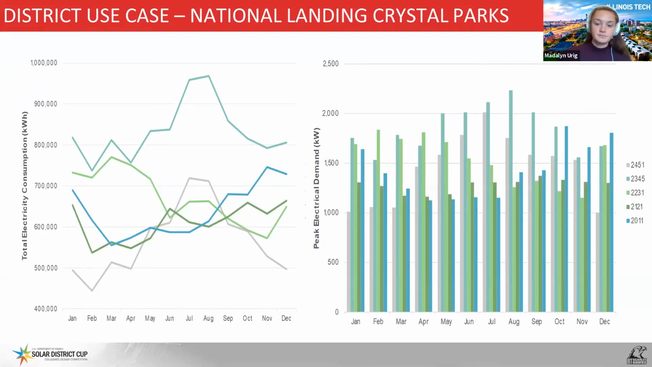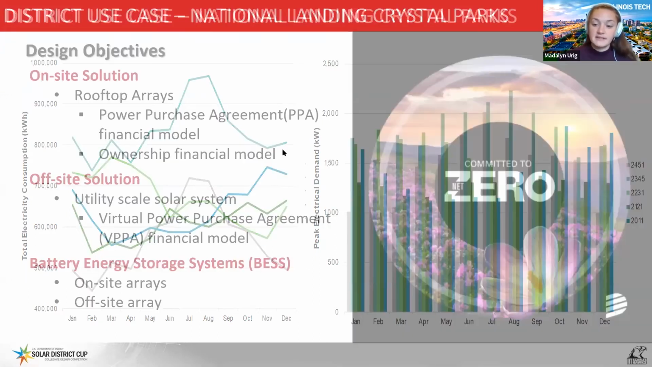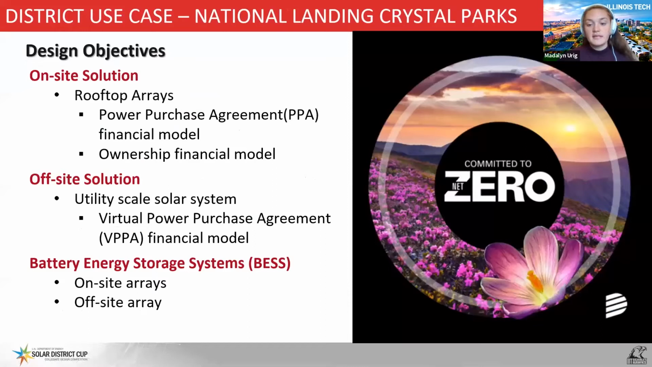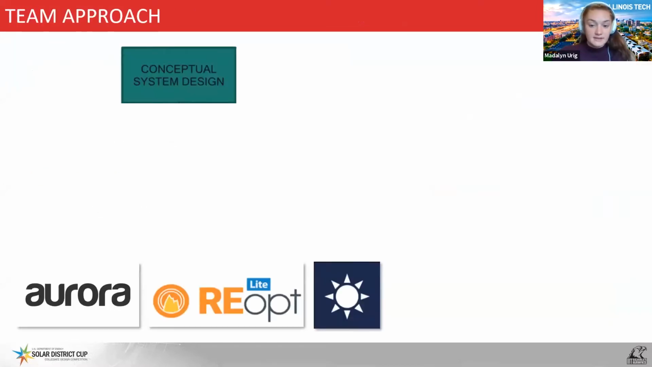The design objectives for this district are displayed here. We looked at 3 main categories for solar installation: on-site, off-site, and fitting the former 2 with battery energy storage systems. Dominion Energy in Arlington County have a net zero by 2050 commitment, and that also aligns with our project objectives.